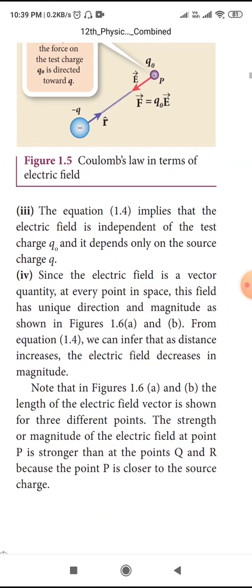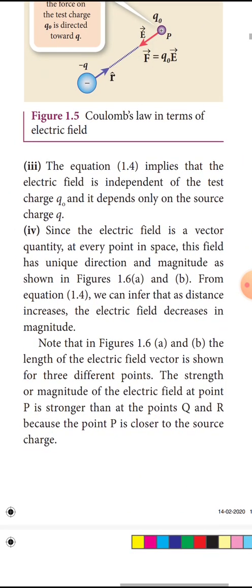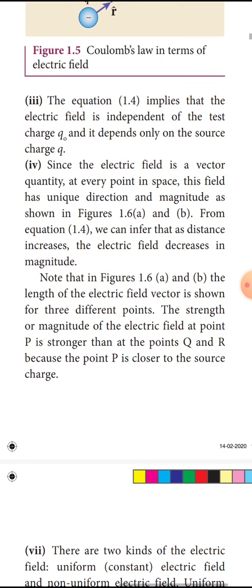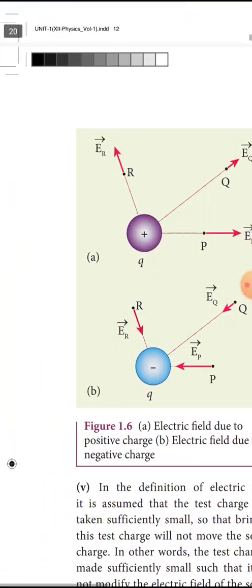And the third one is, the electric field is independent of the test charge. The test charge is the charge used to test the amount of electric field there, and the field is independent of the test charge q naught. That is the third point. And the fourth one is, electric field is a vector quantity. That is enough. You can write the fourth point in a simple form.